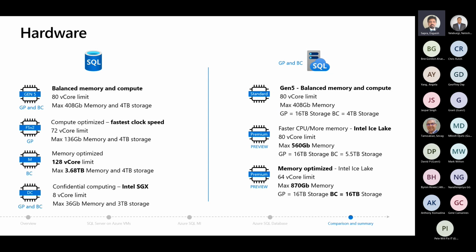For example, from a SQL perspective, we have the FSV2 series, which is compute optimized or memory optimized, or even the DC series, which is the confidential computing hardware option. All these are available to SQL database, and there is a link in the slide deck that you will get, which gives you the latest hardware generations and their availability. Now, if we choose general purpose for Azure SQL DB and we want to go to the serverless compute tier, Gen 5 is currently the only option, and it can scale up to 40 vCores.